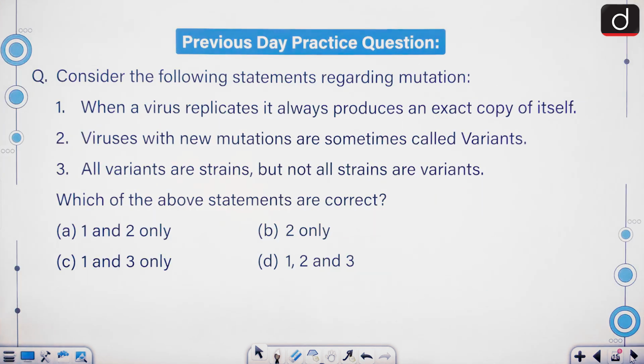Let's begin with the practice question of the last segment. Consider the following statements regarding mutation. When a virus replicates, it always produces an exact copy of itself. Viruses with new mutations are sometimes called variants. All variants are strains, but not all strains are variants. We have to select the correct statement or statements. Only the second is correct. B is the correct answer.